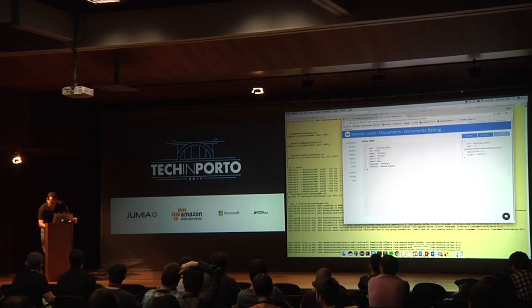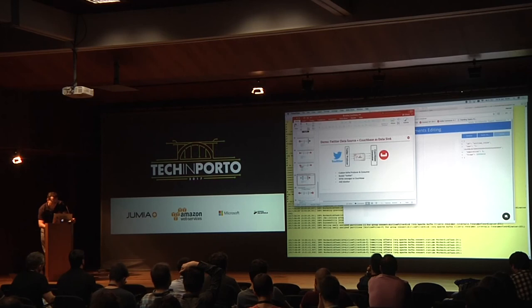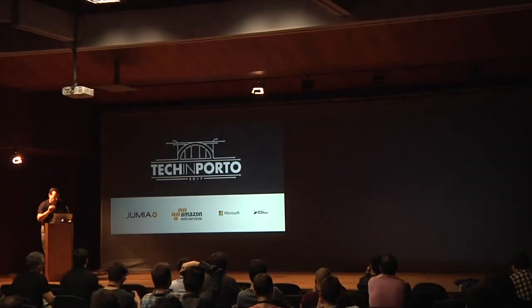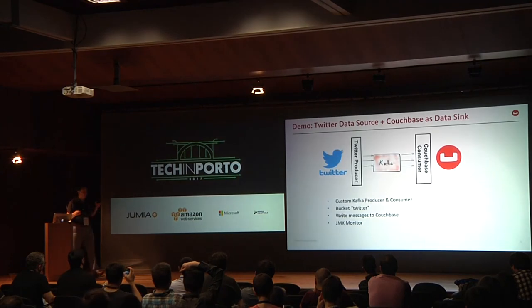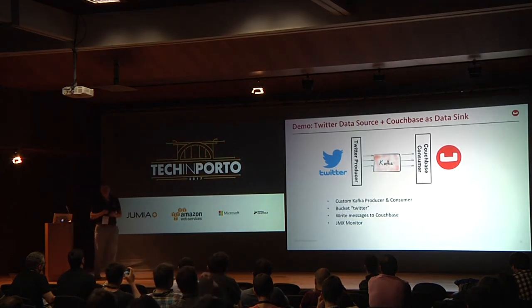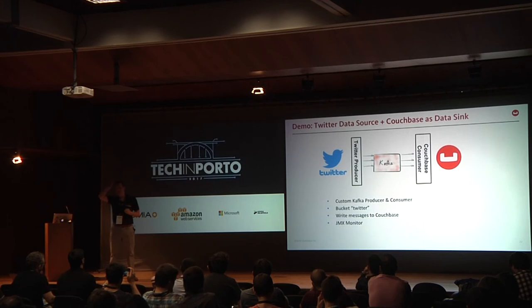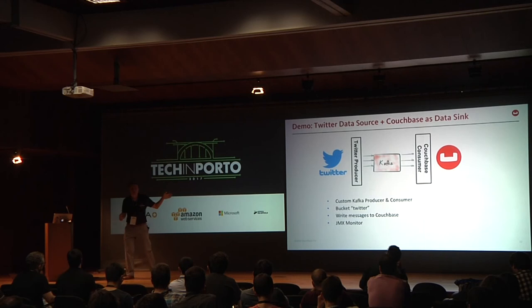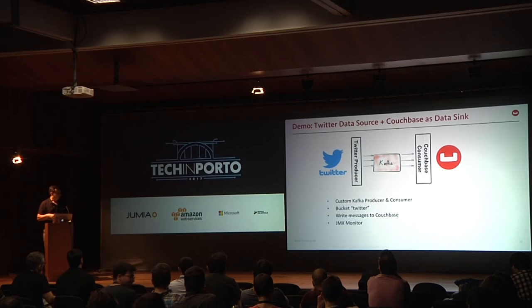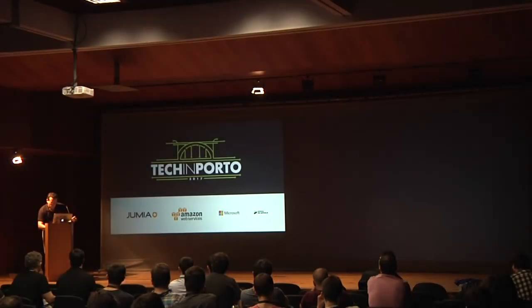Okay. Just to finish, the last demo is about streaming some tweets from Twitter to Couchbase. In this case, without the Kafka connector, but directly with the Kafka producer and Kafka consumer. Don't worry, all the code is already available in my GitHub repo. I think we can publish the presentation and the content, so you can take a look at the code. So let's take a quick look at the code.